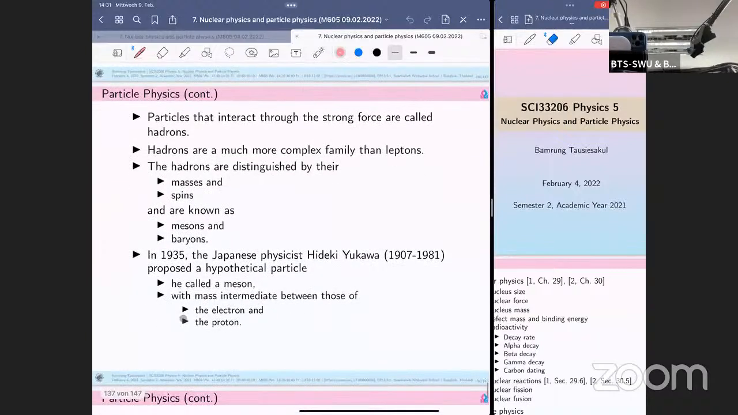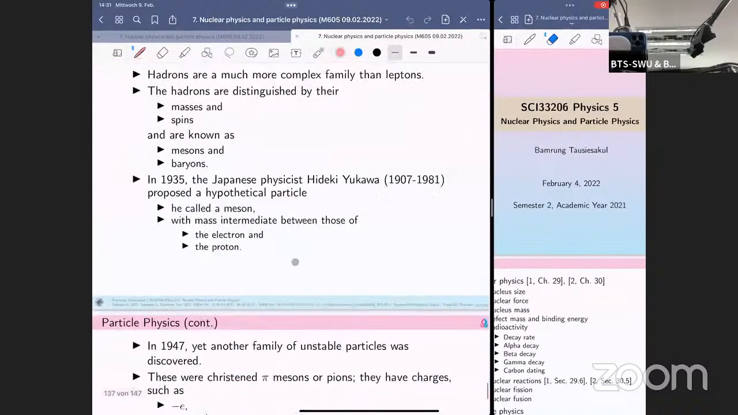Of course, the meson started from the Japanese physicist Hideki Yukawa, who proposed a hypothetical particle. At that time, it was not fully discovered, but he suggested there should be a particle between the proton or nucleon and the electron, and that particle group is called meson. Meson should have a mass between the electron and the proton.